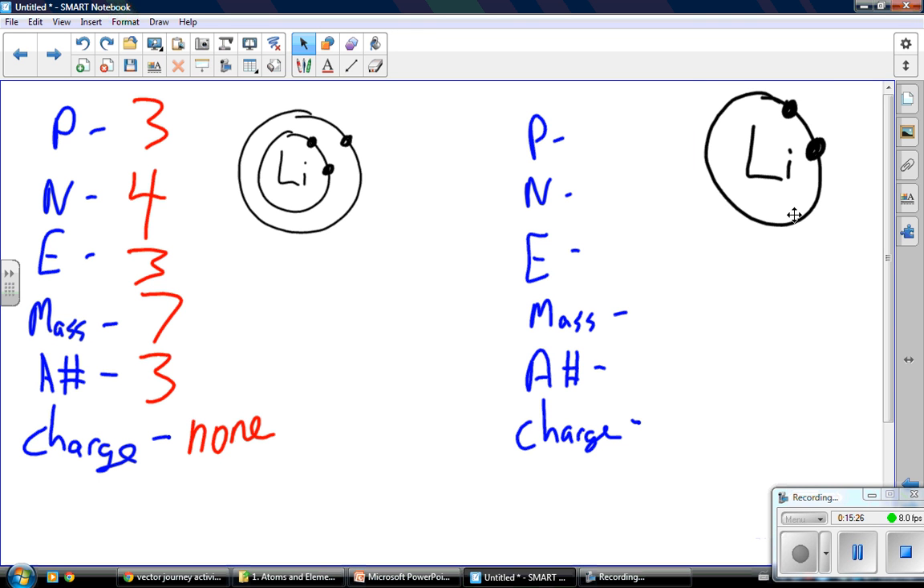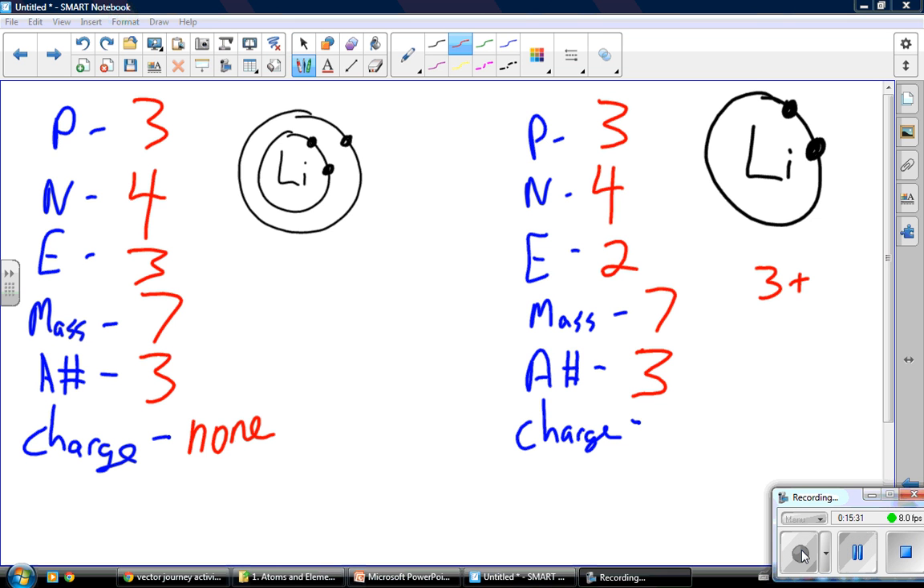Okay? So now let's write down all the information we know about this lithium. So we have 3 positively charged particles with the protons. We have 2 negatively charged particles with the electrons, because we kicked one out. So our net charge is going to be +1, because we've got 1 more positively charged particle than we do negative. So our charge now is +1.